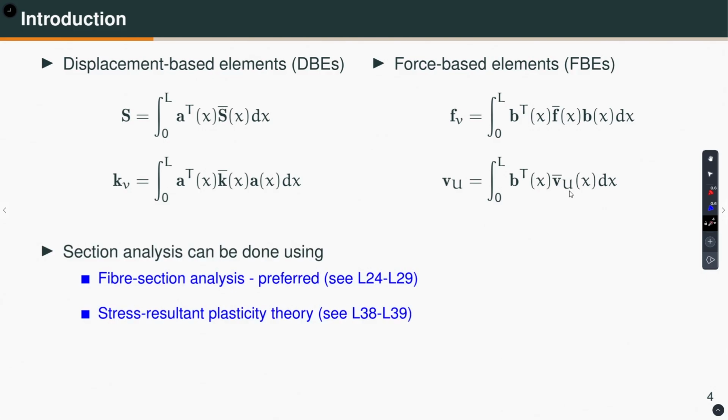Note that we can do a section analysis to get S bar x and K bar x using Fibre-Section analysis, which is the preferred approach. We have done this in lectures 24 to 29. I shall revisit it in just a little bit. You can also use stress resultant plasticity theory, which I briefly covered in lectures 38 and 39, and also talked about the limitations there. Therefore, Fibre-Section analysis is a better approach. In principle, this can be used, but no one typically uses it.